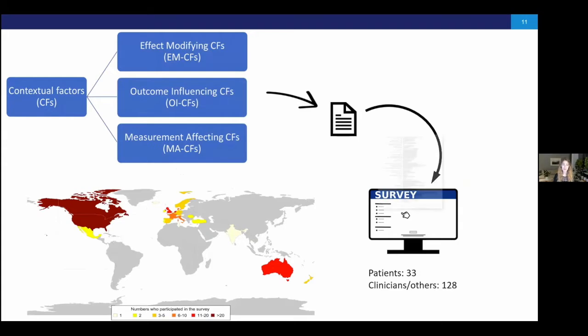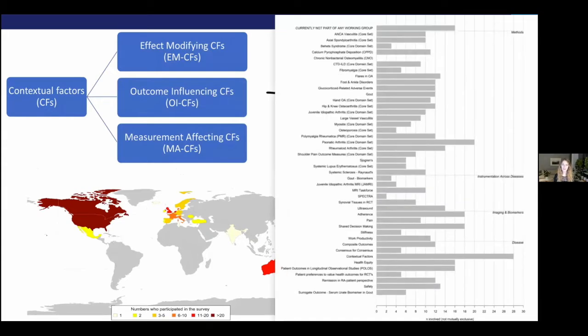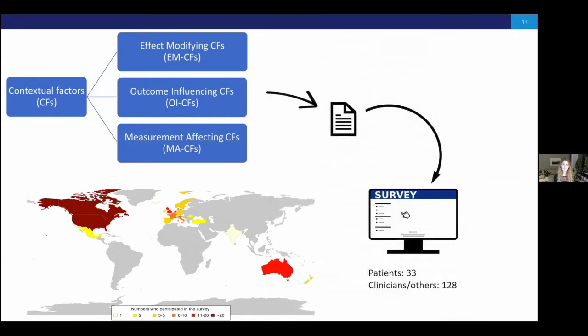We were very happy that 43 OMERACT working groups were represented. The top participating working groups were contextual factors, psoriatic arthritis, adherence, and shared decision-making. The Delphi participants provided a lot of great comments and suggestions, and we revised the descriptions based on their feedback and reached sufficient consensus after 2 survey rounds. In the second round, we had 30 patients and 105 clinicians and others completing the survey. We are very thankful for this high engagement.